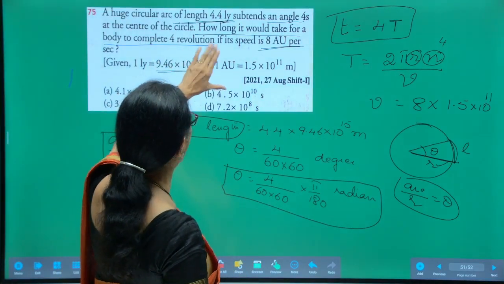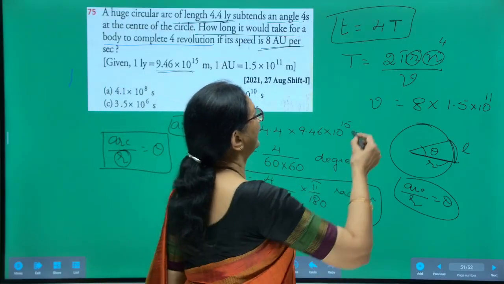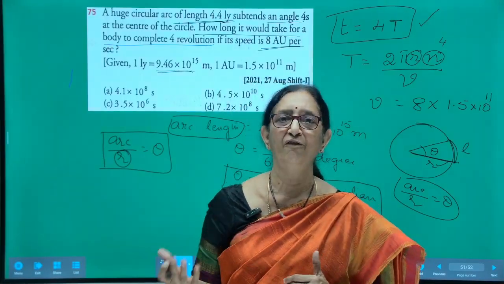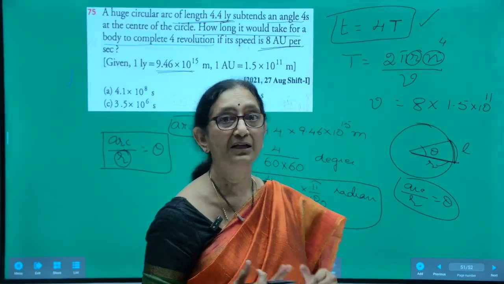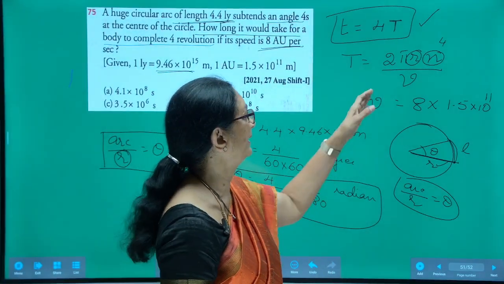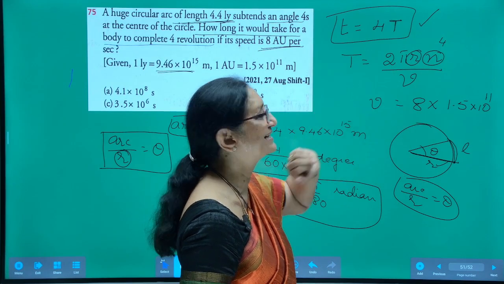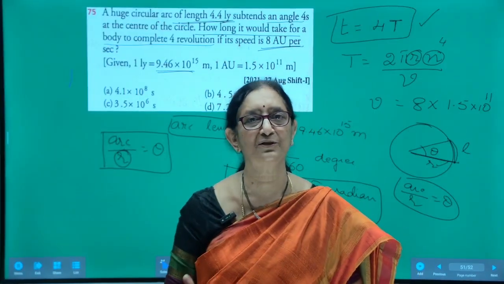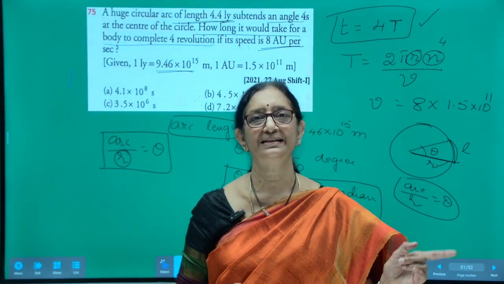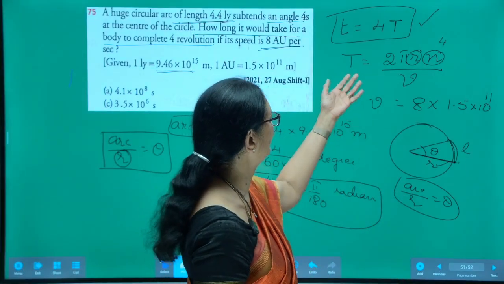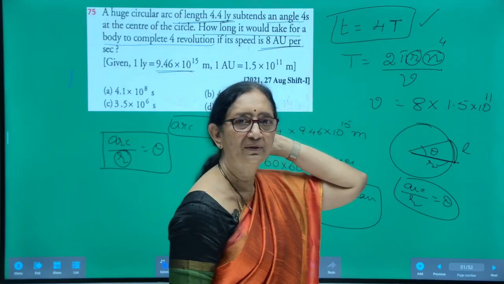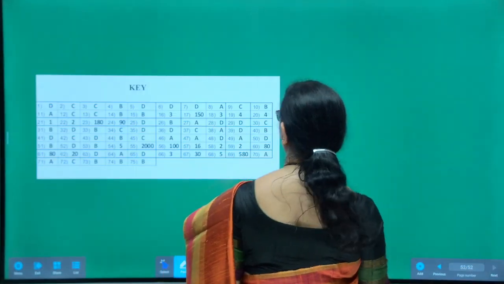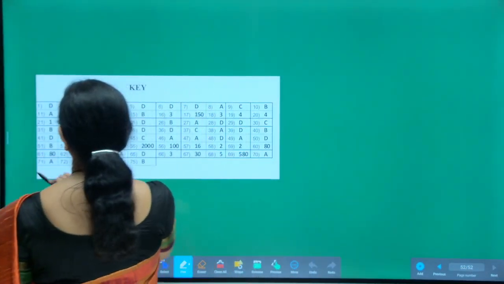Next he asked us what is the time taken for 4 revolutions. If T is the time period for 1 revolution, 4T is the total time taken. So, how do you find out time period? Time period is total distance by speed. So, total distance for one revolution is 2 pi r, by v is the time period. So, we could find out the time period, substituting that here, we could get the value of T. Okay? That is another problem. Okay? So, this is the key.